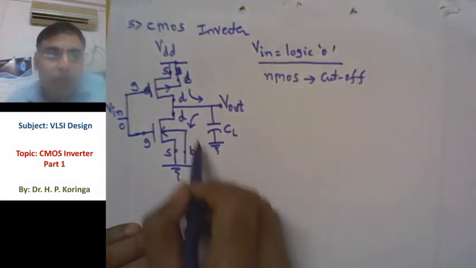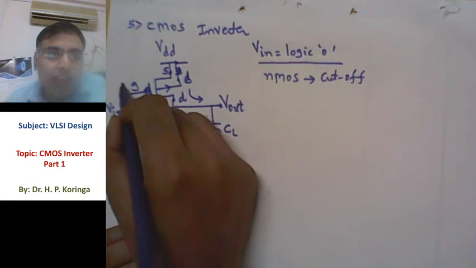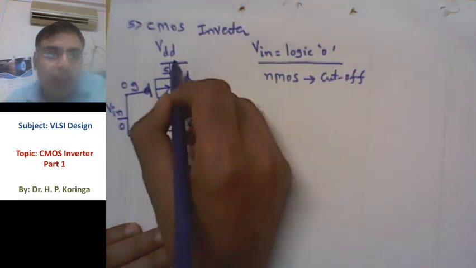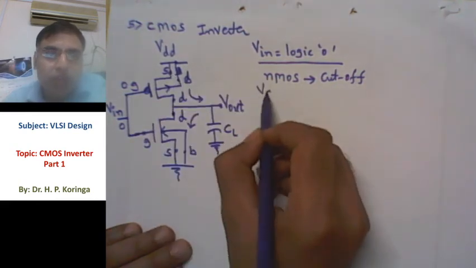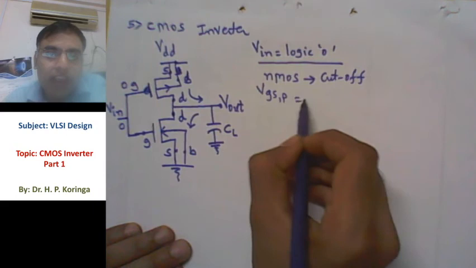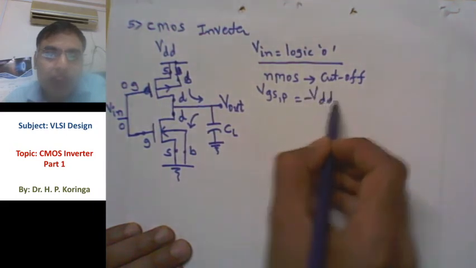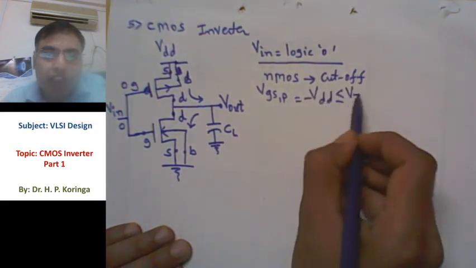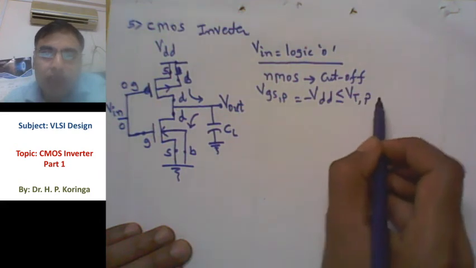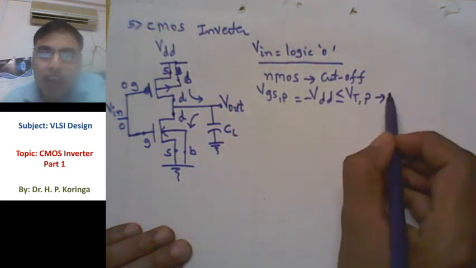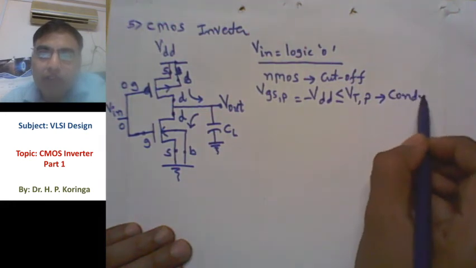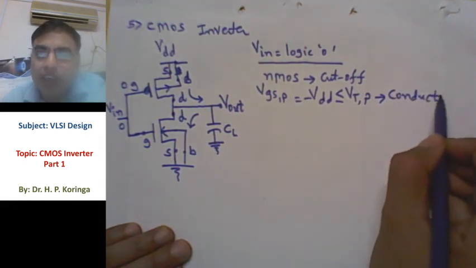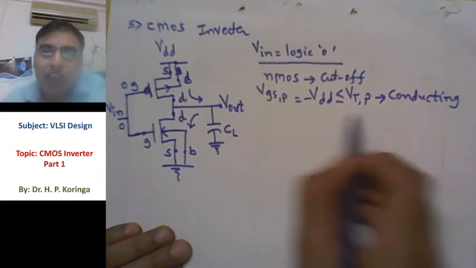What about the PMOS? The gate terminal of the PMOS is at ground and the source terminal of the PMOS is connected to VDD. So VGS of the PMOS is minus VDD, and it is less than or equal to the threshold of the PMOS. That means the PMOS operates in the linear or saturation region, that is, in a conducting region.